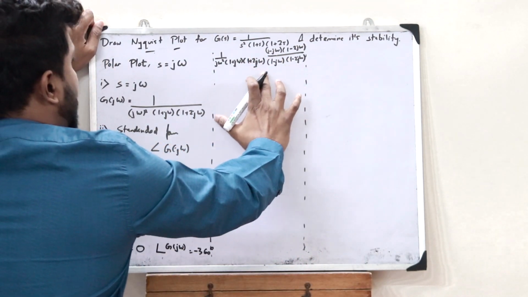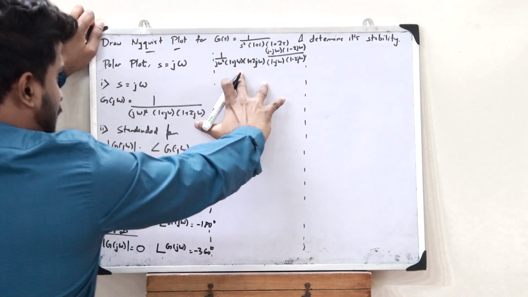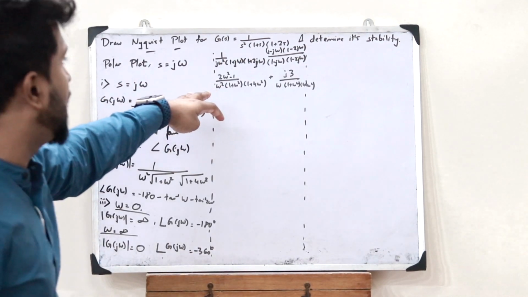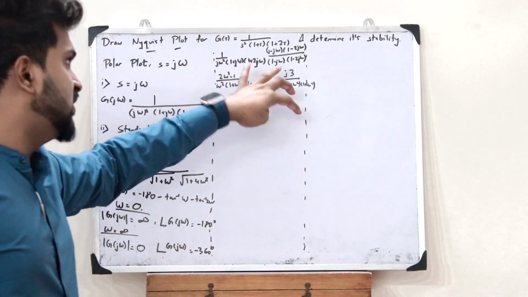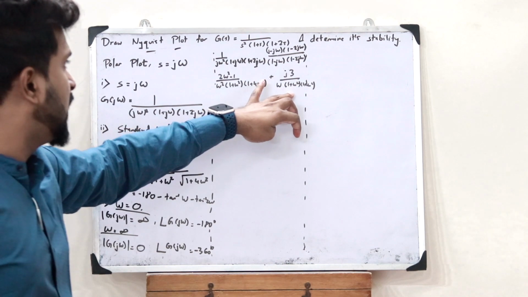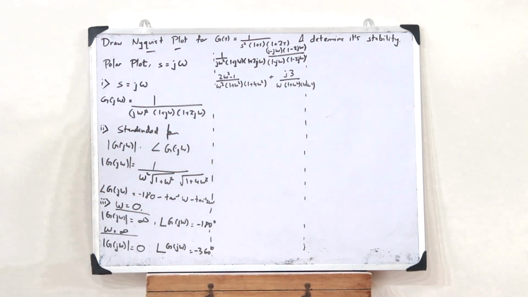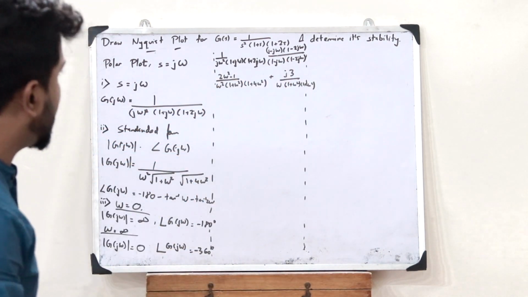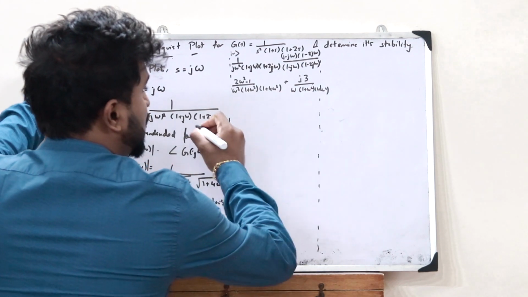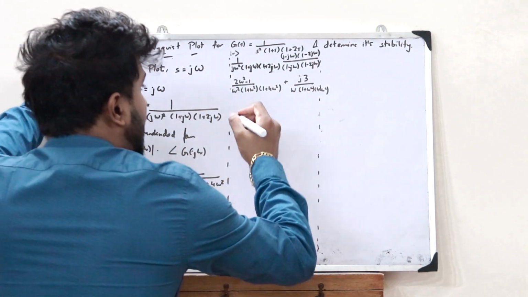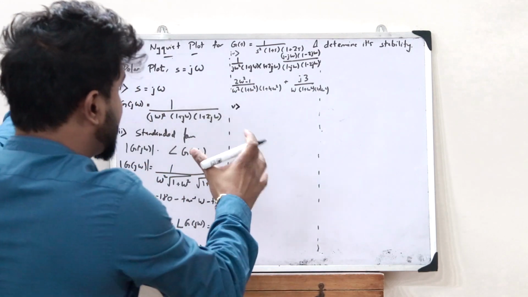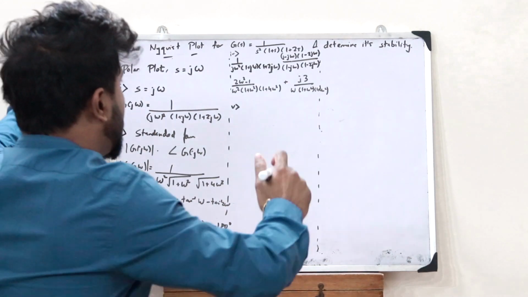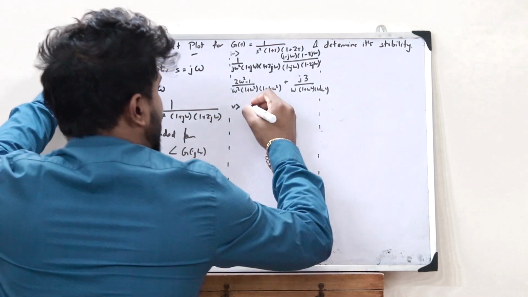So now on multiplying and dividing with the complex conjugate, we would get this equal to (2ω² minus 1) divided by ω² into (1 plus ω²) into (1 plus 4ω²), plus j3 divided by ω into (1 plus ω²) into (1 plus 4ω²). So that is what we get. Here we have the real part and here we have the imaginary part. The reason why we have split these into the real part and the imaginary part is because we need to find the intersection of this particular plot with the real axis and the imaginary axis.